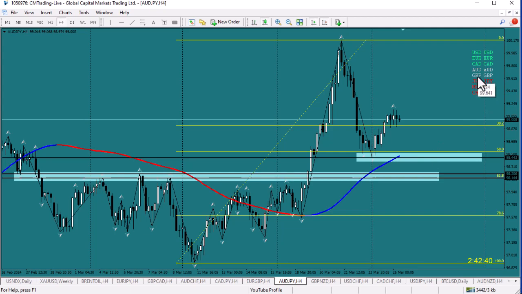This is getting suspiciously close to each other, so I'm getting slightly cautious on this. But okay, I'm going to leave the levels on my chart. I'll leave it on my watch list.